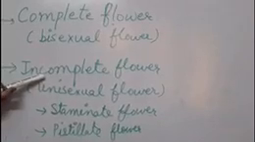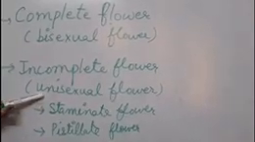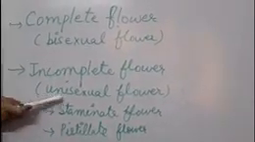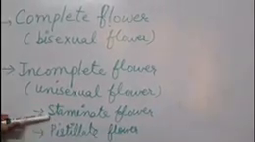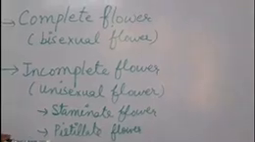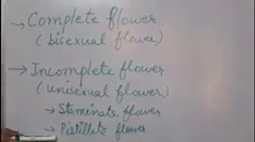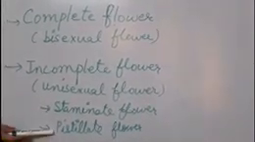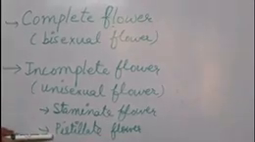An incomplete flower is that flower which may be having either the male part or the female part. It is also known as unisexual flower. It can be a staminate flower if it has got only the male part, that's the stamen. It will be called a pistillate flower if it has got only the pistil or the female part.